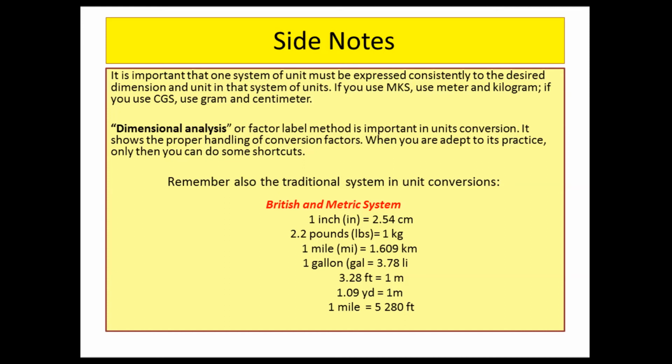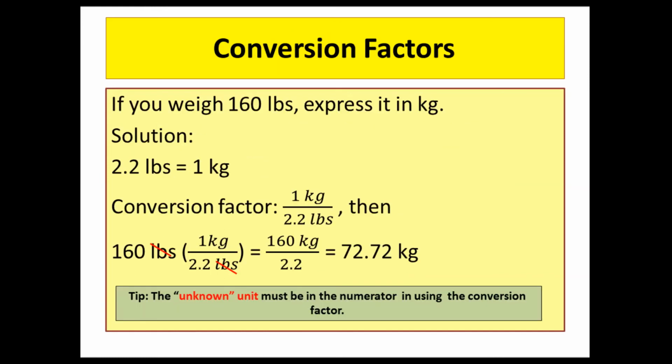Remember also the traditional system in unit conversions, like British and metric system. For example, 2.2 pounds is equal to 1 kilogram. If you weigh 160 pounds, how many kilograms are you? So conversion factor 1 kg over 2.2 pounds, we have 72.72 kilograms. The unknown unit must be in the numerator in this case in using the conversion factor.